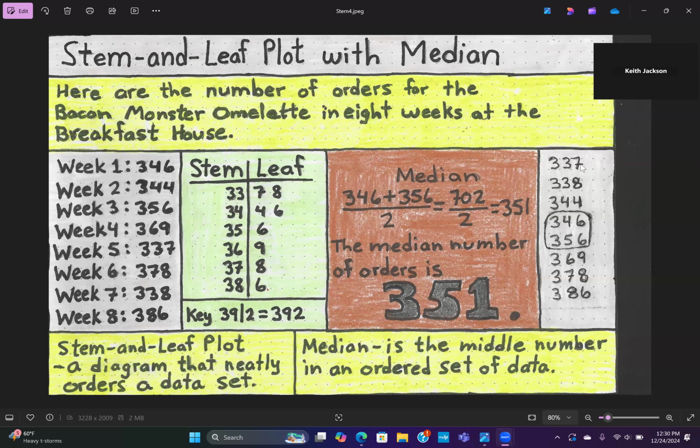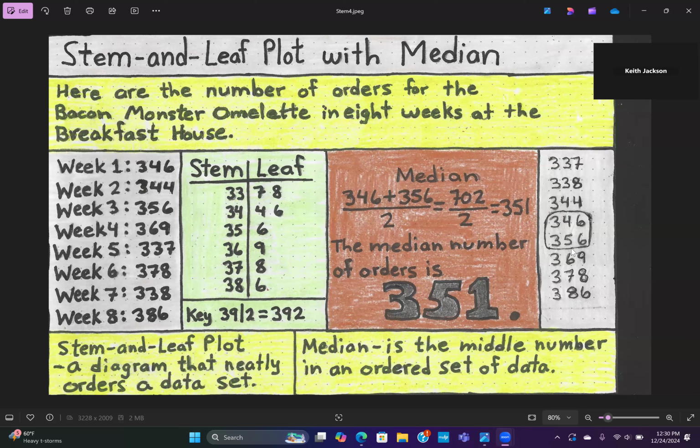And so we're going to put these numbers in order from least to greatest. Since they're already in order from least to greatest here, we could just copy them right over here. And so we have our numbers in order from least to greatest, as you see right here. But here is a problem. We have an even number set of data. We have 8 numbers, 1, 2, 3, 4, 5, 6, 7, 8. And it's hard to find the middle number in this case unless you take the two middle numbers.